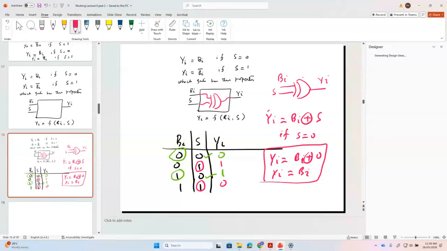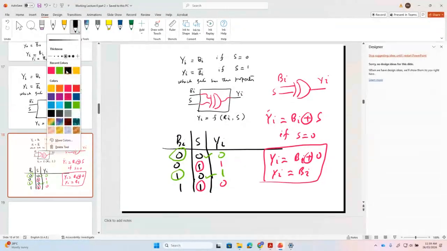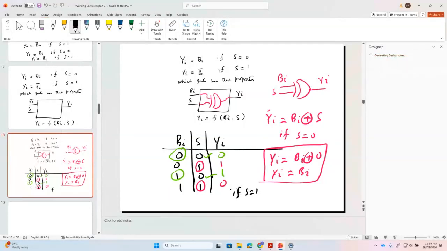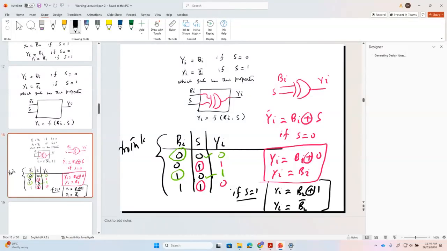Any question? And now if s is equal to 1, yi is equal to bi exclusive-or 1, and anything exclusive-or with 1 is inverted, so yi is equal to bi bar. Any question? So now I have proved this using two methods: the truth table approach and also the laws of Boolean algebra. Any question?